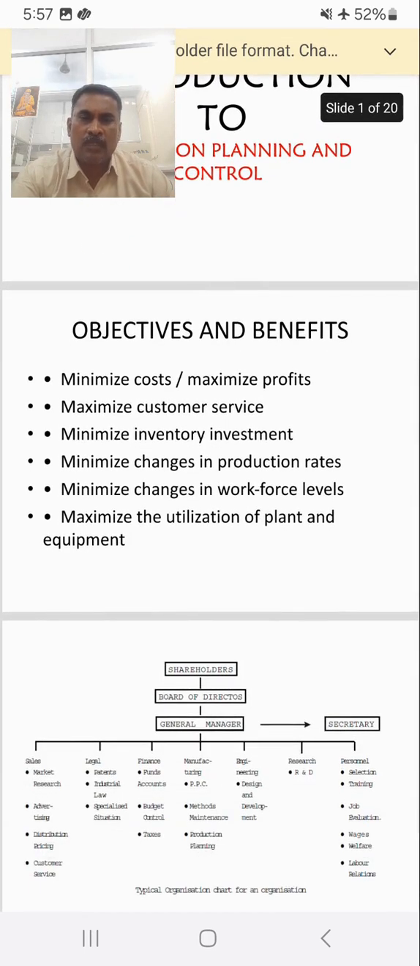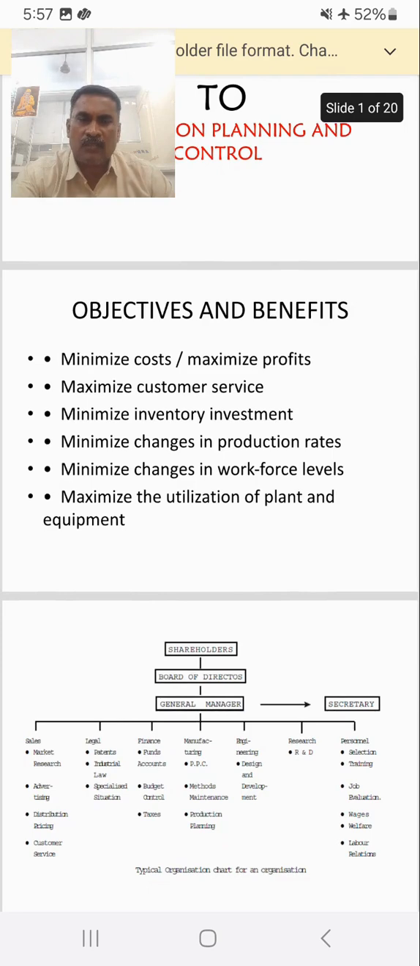While going for the objectives and benefits of production planning and control, it always minimizes cost and maximizes profits, maximizes customer service, minimizes inventory investment, minimizes changes in production rates, minimizes changes in workforce levels, and maximizes the utilization of plant and equipment. The functions of production control include the activities of procurement, allocation, and utilization of resources. The main objective of the production function is to produce goods and services demanded by the customer in the most efficient and economical way. Therefore, effective management of the production function is very important in order to achieve the objective.